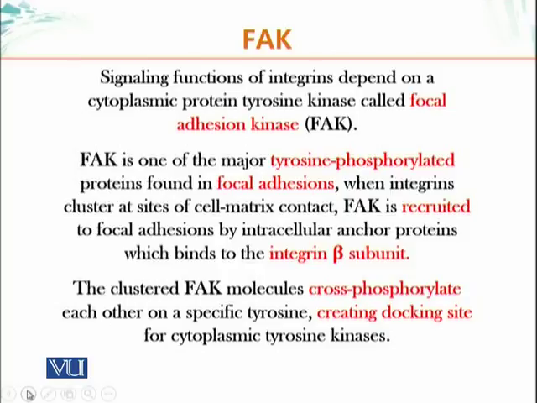The clustered FAK molecules cross-phosphorylate each other. We have seen that, for example, receptor tyrosine kinases, when they dimerize, the two of them come together and cross-phosphorylate each other. Similarly, clustered FAK molecules also cross-phosphorylate each other on specific tyrosine residues, which results in creation of docking sites for other cytoplasmic tyrosine kinases. One of them we talked about is, for example, Src.